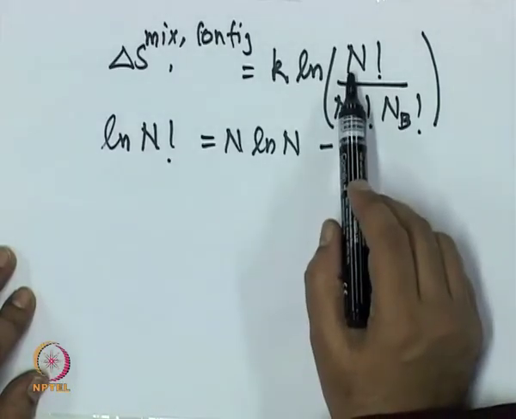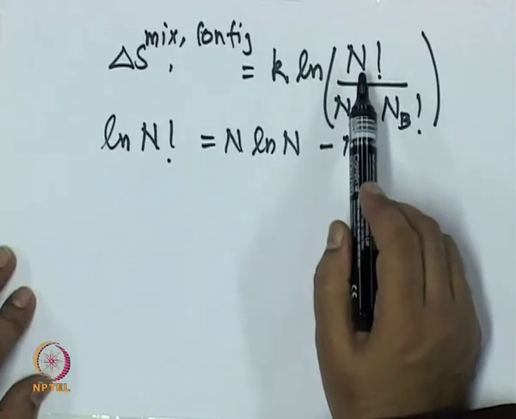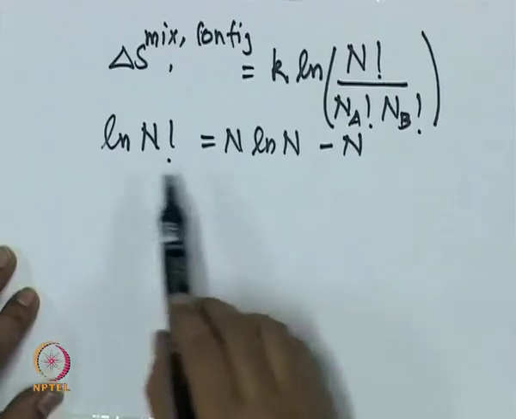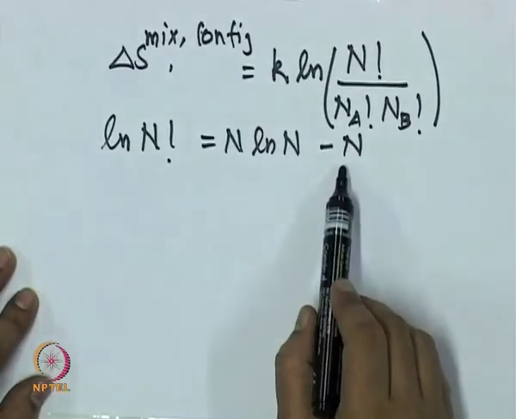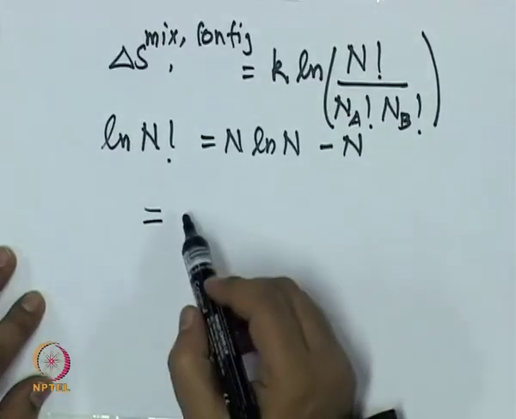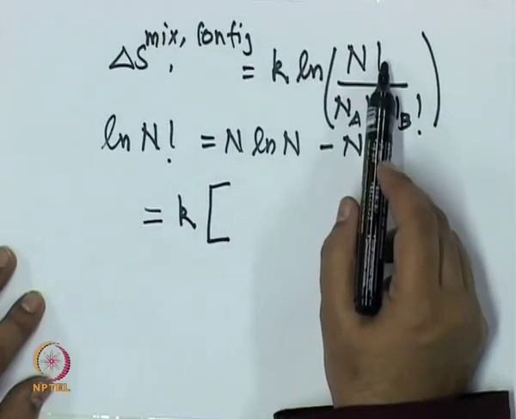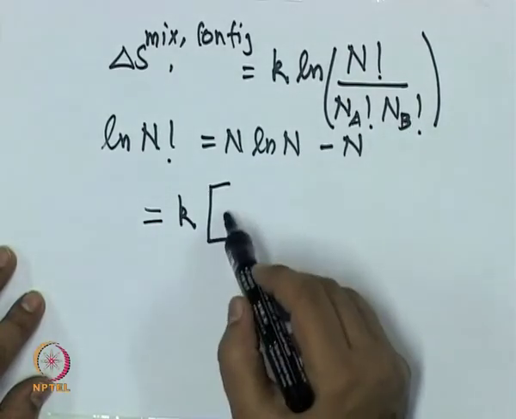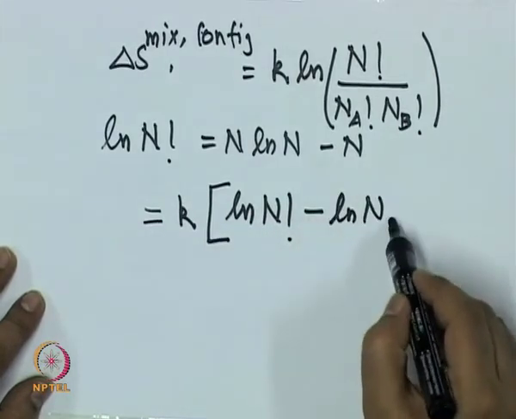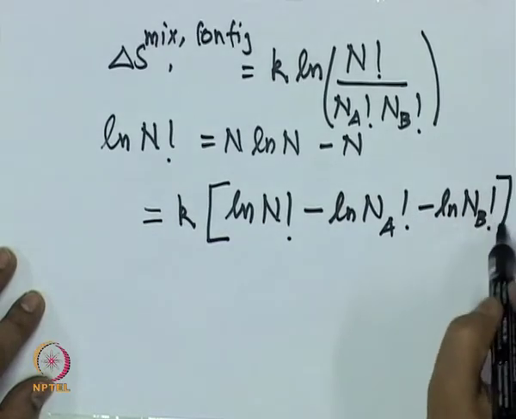Remember, if you take 1 mole, for example, this n is really a large number. It is a number of the order of 10 power 23. So, Stirling approximation is very good for such large numbers. But for now, let us assume that this approximation is okay. Then you can calculate the delta S mix configurational, which is nothing but k times log of something by something. So, it becomes log n factorial minus log Na factorial minus log Nb factorial.